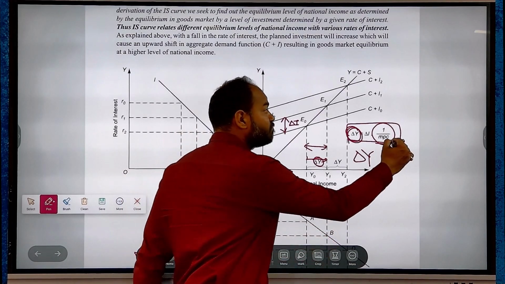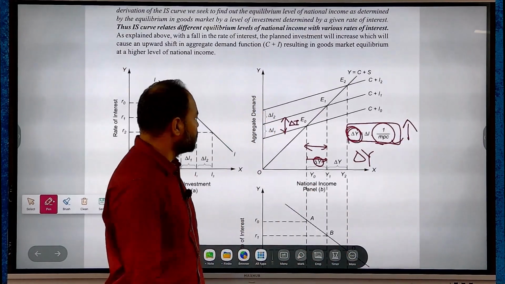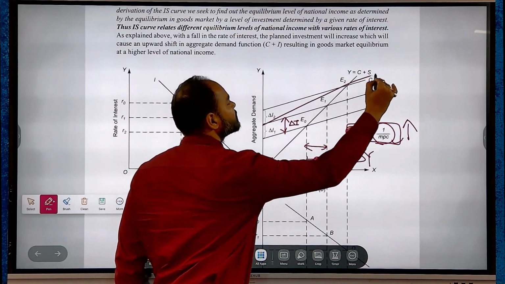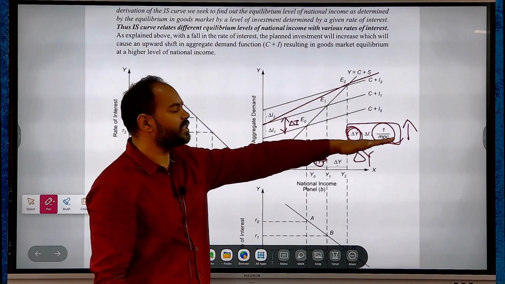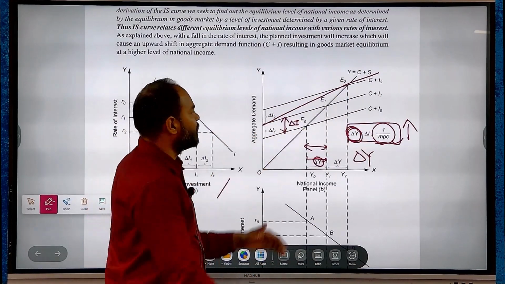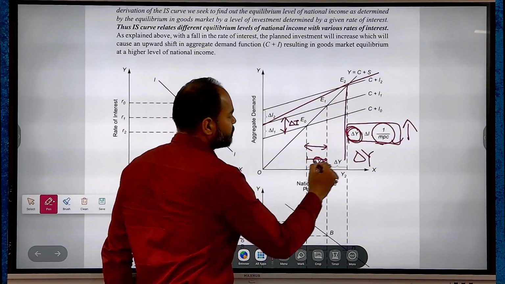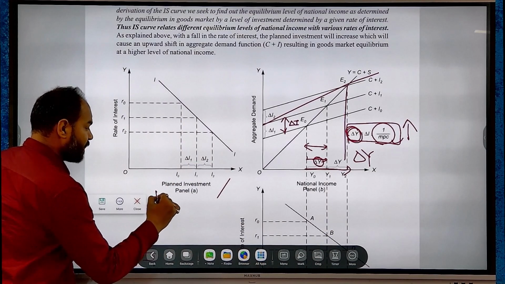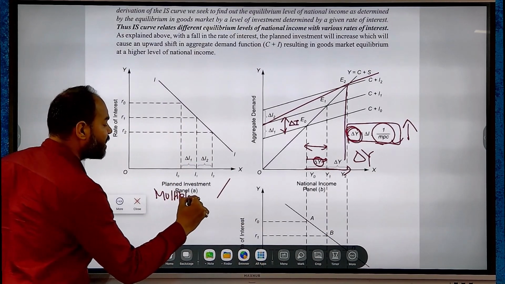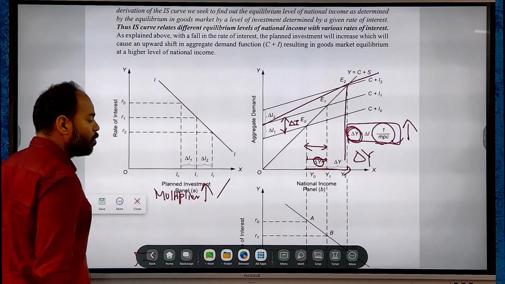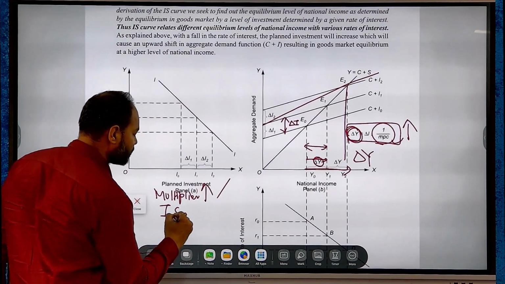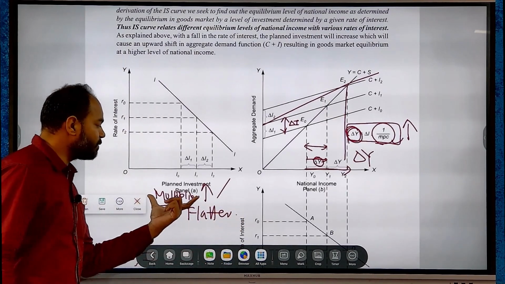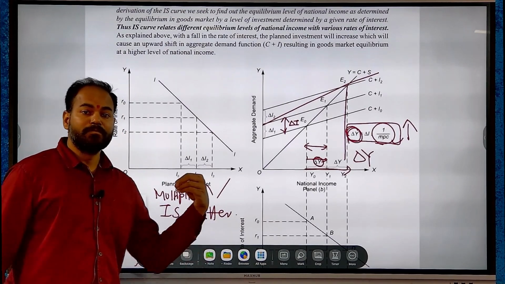So if the size of the multiplier is high, the aggregate demand curve will be more steeper in nature, and the equilibrium point will be something different. So again, what we can conclude is that if there is a higher multiplier, the IS curve will be flatter, and vice versa, if the value of the multiplier is less, the IS curve will be steeper.